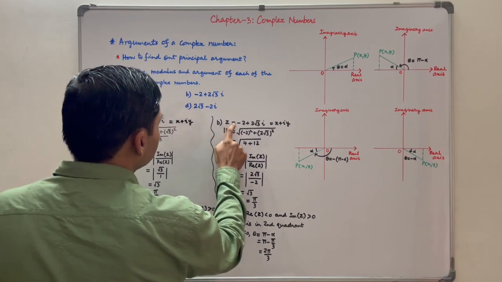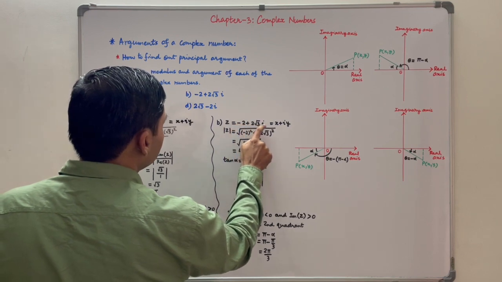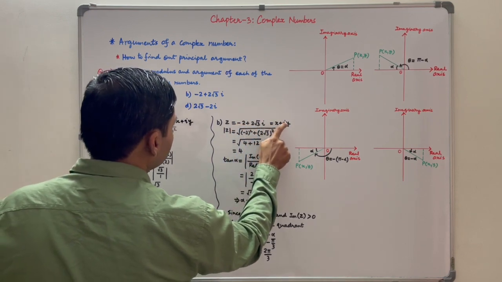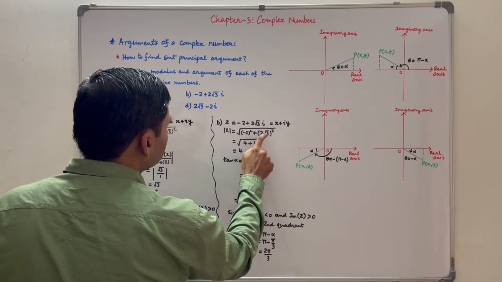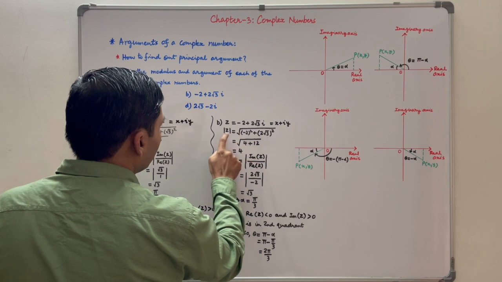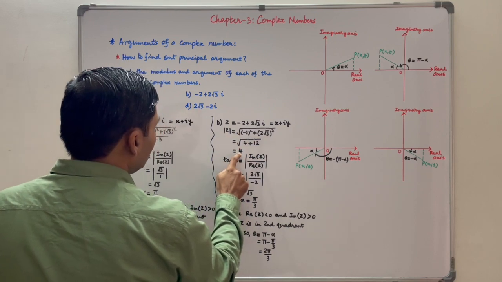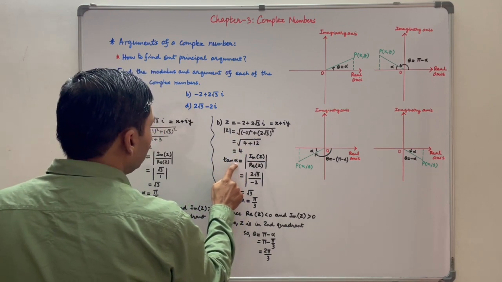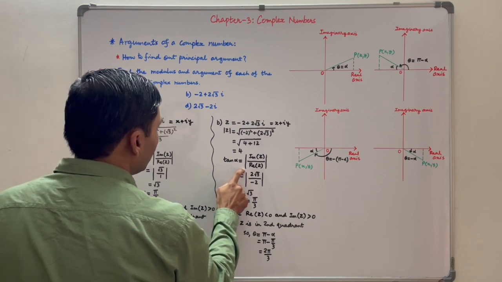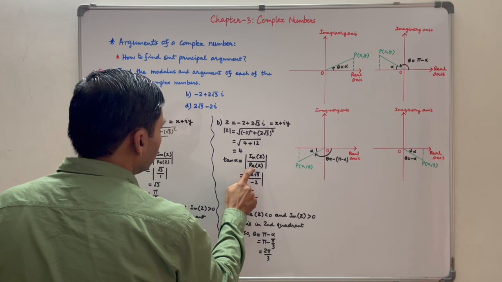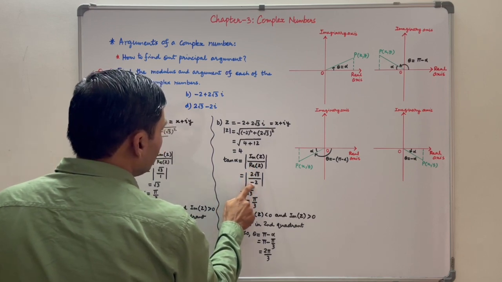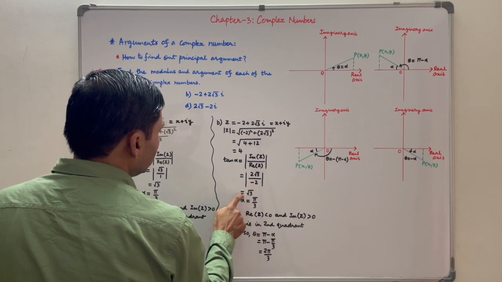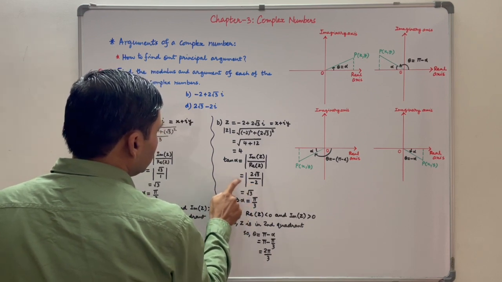Part B. Suppose z is equal to minus 2 plus 2 root 3i and that is equal to x plus iy. Mod z is equal to under root real part squared plus imaginary part squared. So mod z is equal to 4. To calculate principal argument, again we will calculate alpha first such that tan alpha is equal to mod imaginary z upon real z. So that is equal to mod 2 root 3 upon minus 2. Mod is always positive. So that is equal to root 3. Tan alpha is equal to root 3.